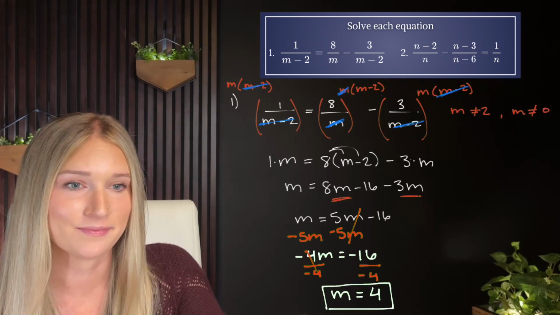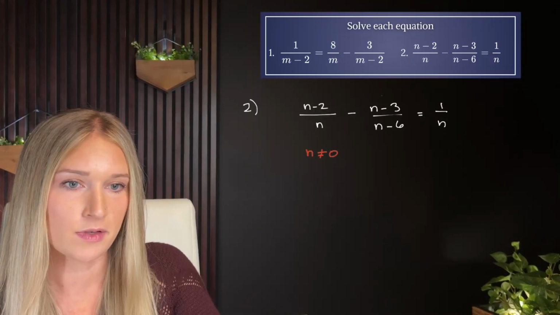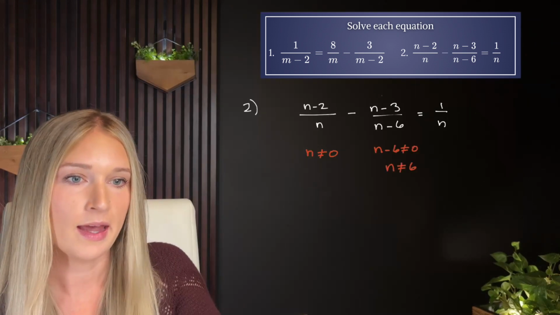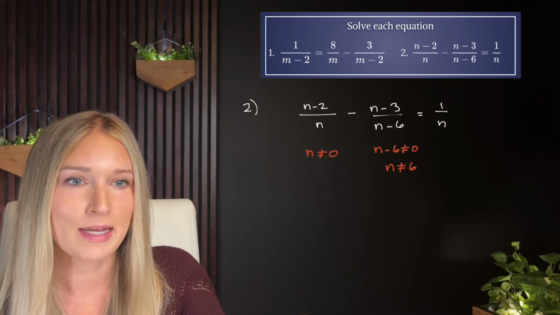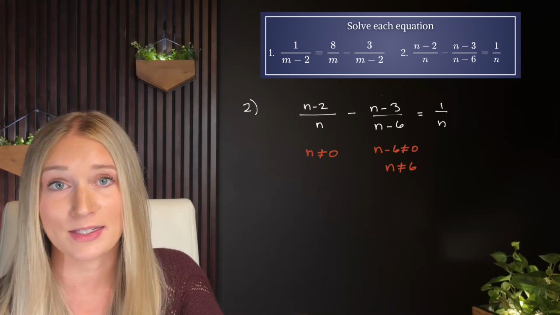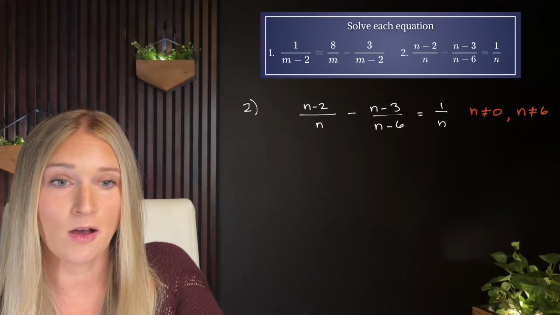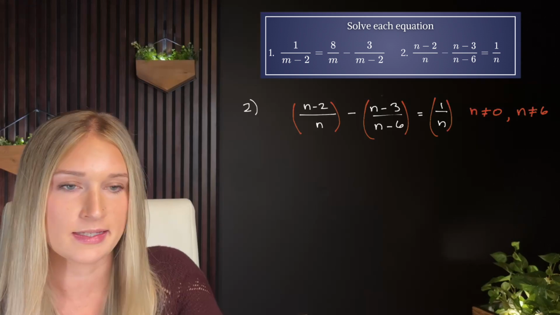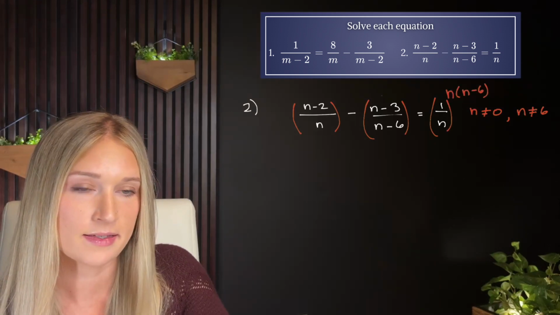Let's do number 2. Looking at each of my denominators, n cannot equal 0, n minus 6 cannot equal 0, which means n cannot equal 6, and then n cannot equal 0 again, but we've already established that. So my domain restrictions are that n cannot equal 0 or 6. I multiply all 3 fractions by my LCD, which needs to consist of an n and an n minus 6.